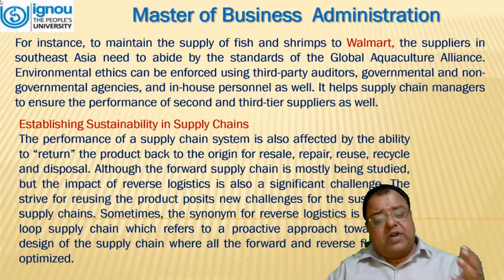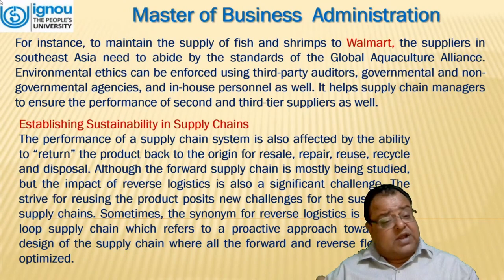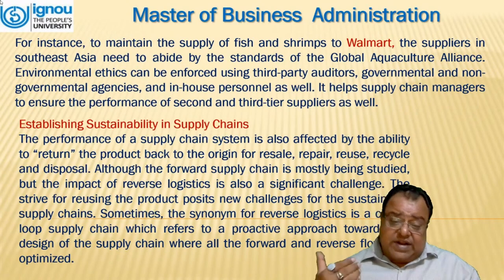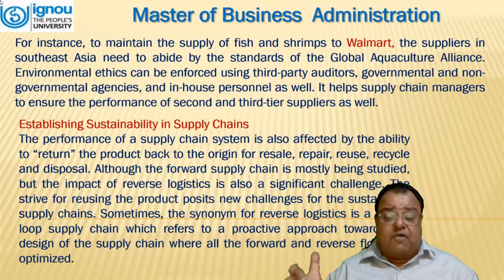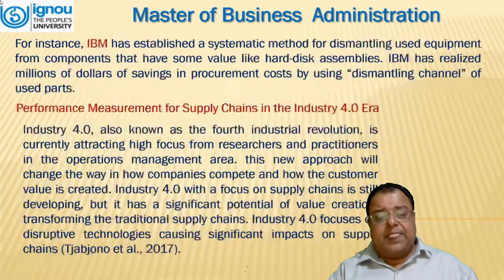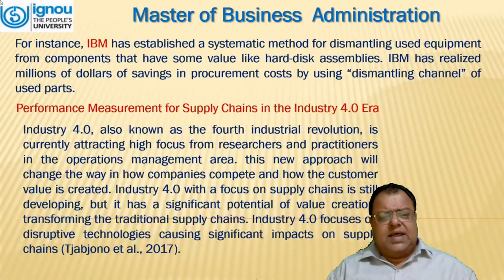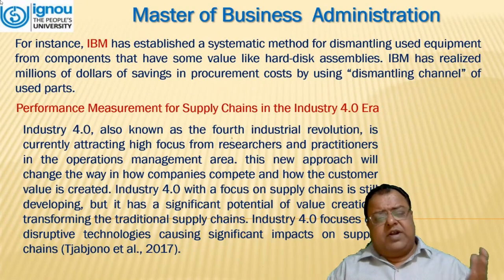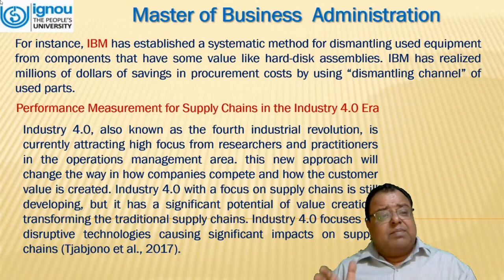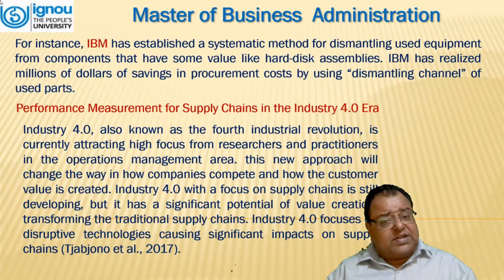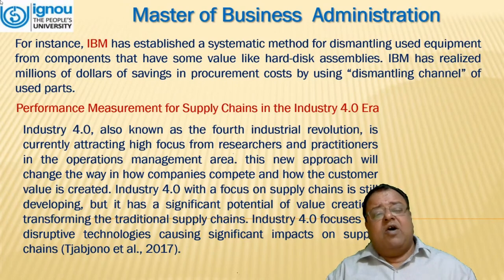Sometimes the synonym for reverse logistics is a closed loop supply chain, which refers to a proactive approach towards the design of the supply chain where all the forward and reverse flows are optimized. For instance, IBM has established a systematic method for dismantling used equipment for components that have some value, like hard disk assemblies. IBM has realized millions of dollars of savings in procurement cost by using the dismantling channel for used ones.